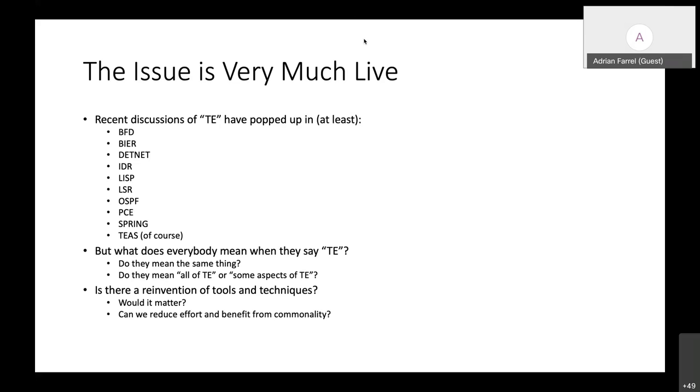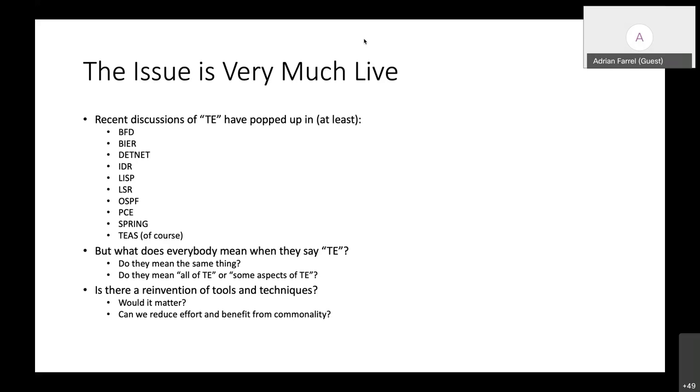So we need to address, what does everyone mean when they say traffic engineering? Are they all talking about the same thing? Do they mean all of TE or just some aspects of TE? And that one turns out to be quite important. So some people may mean traffic steering, some people may mean resource reservation, some may mean network planning, and the clarity is missing. There's also a degree to which we tend to reinvent tools and techniques.